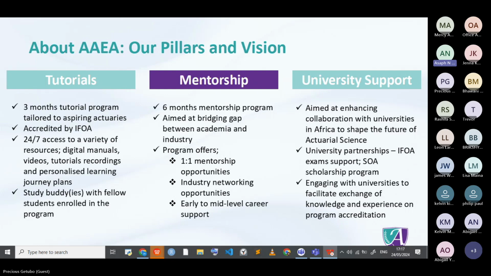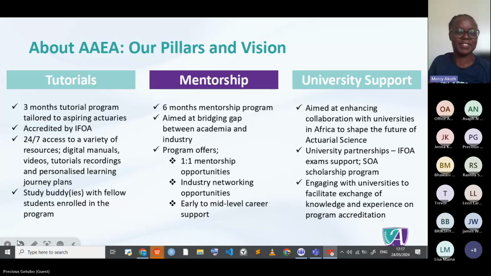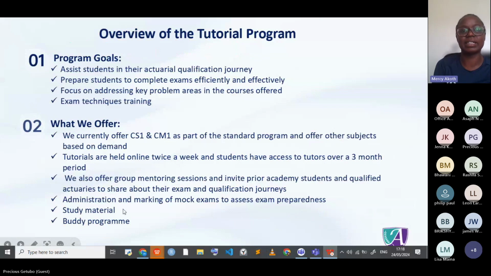I will hand over to Mercy to cover the tutorials pillar in a bit more detail. Thank you, Asaph. If you kindly just go to the next slide. We'll just provide an overview of the tutorial program. I'll go through the goals of the program and also what we offer. In terms of our main goal, and I think Asaph has already touched on this, our main goal is to assist students through their actuarial qualification journey. And we appreciate that this will look very different from student to student.